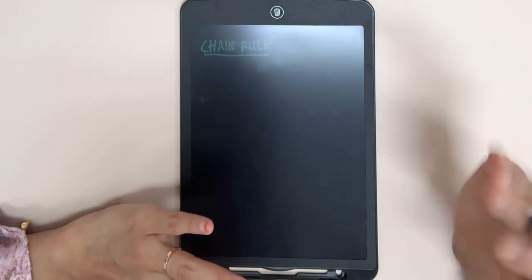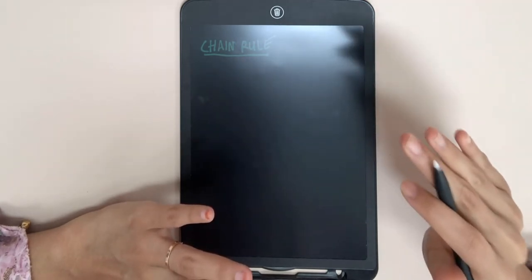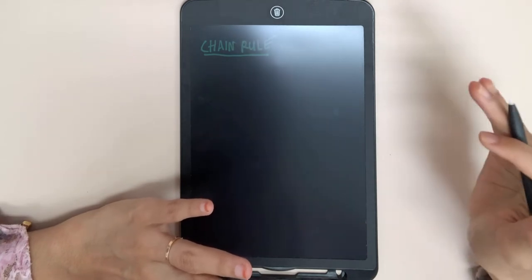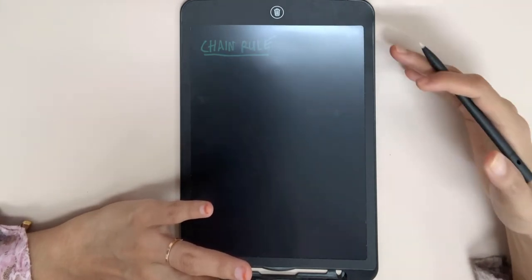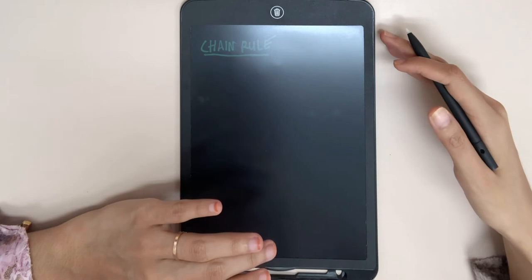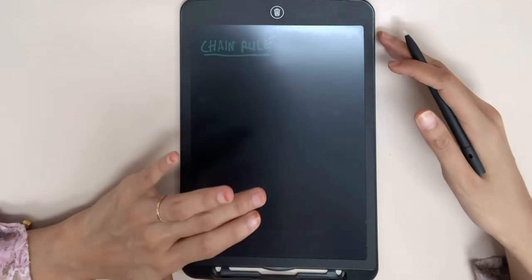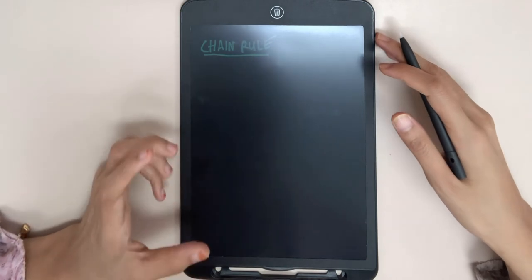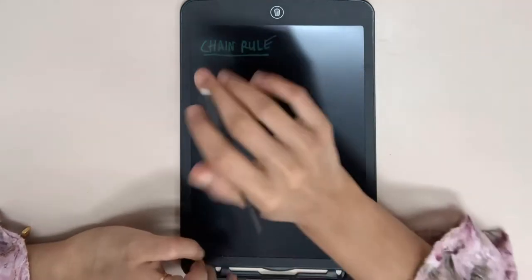But if the question states that you need to solve it by using the chain rule, it means that you need to use the chain rule lah. Okay, if you use the power rule, that means your answer will be wrong. You need to follow the instruction. You need to follow what the question asks you to do. Alright, so the chain rule.